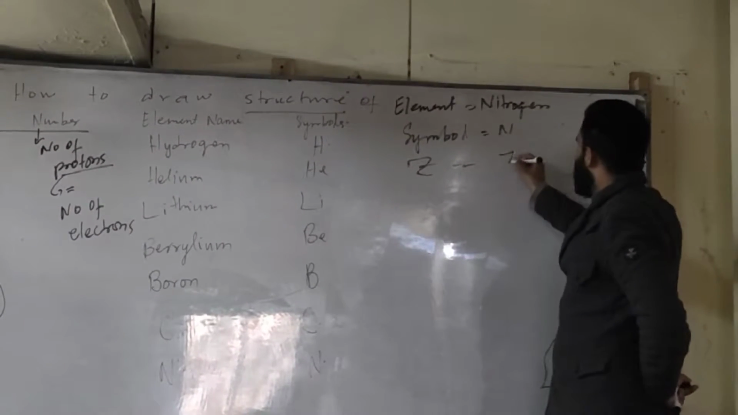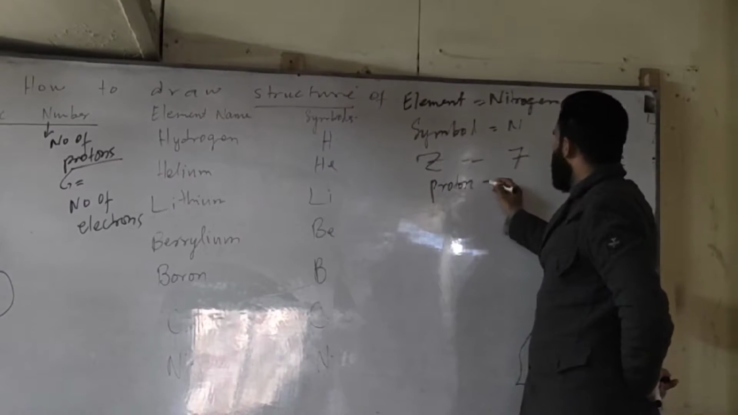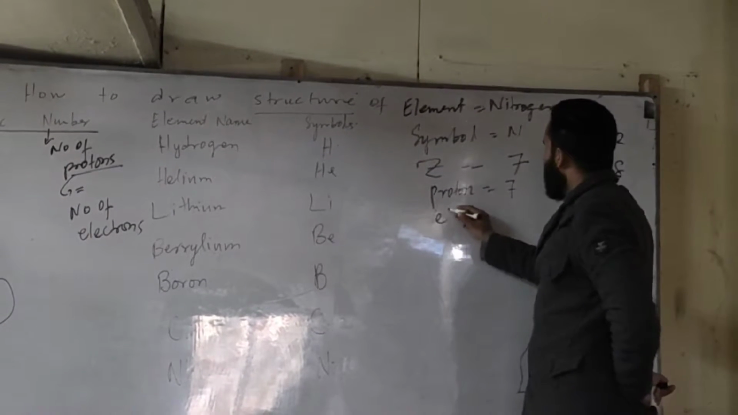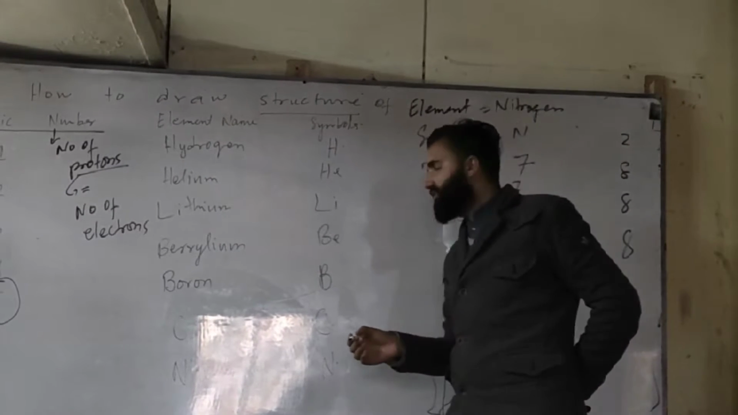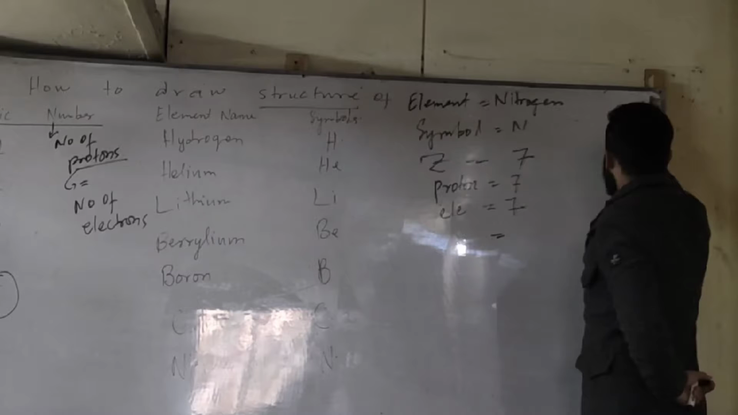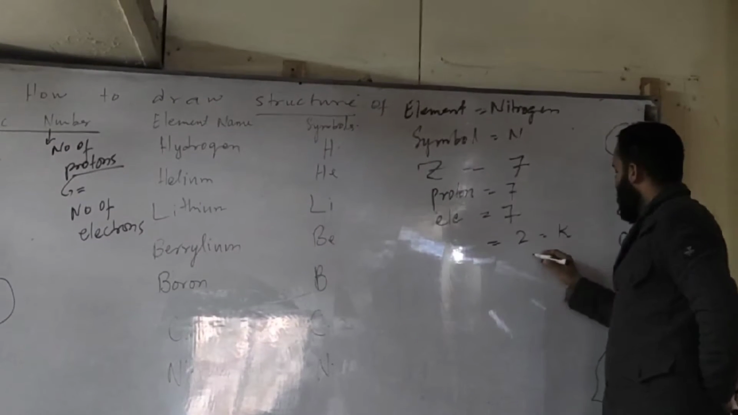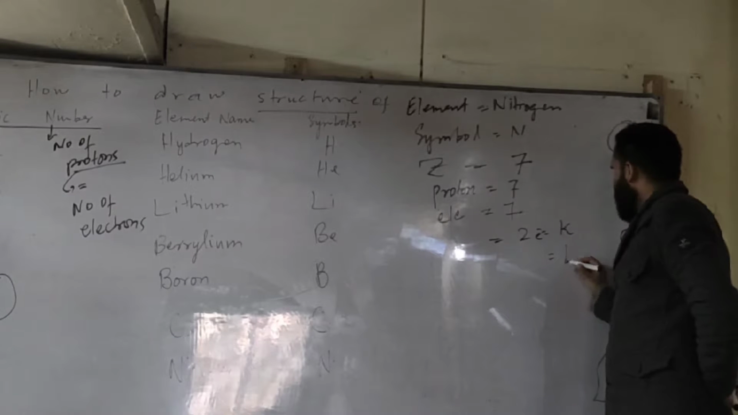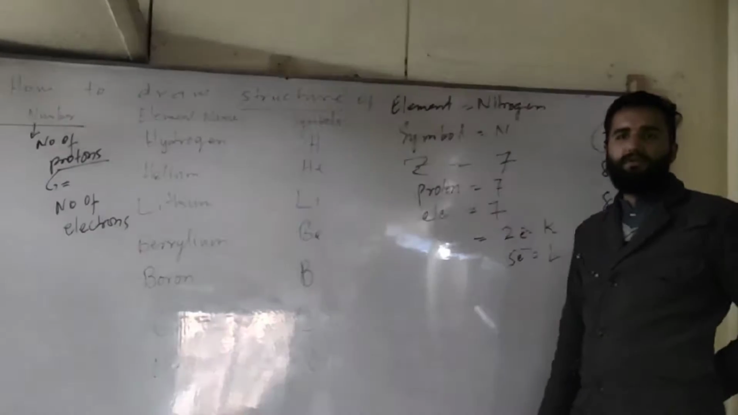Atomic number is 7. So how many protons does it have? 7. How many electrons does it have? 7. So how do you fill these electrons? In the first shell, you know that there is a maximum of 2 electrons. In the first shell you fill 2 electrons, and in the second shell you have to fill the remaining 5 electrons. Is that clear to everyone?